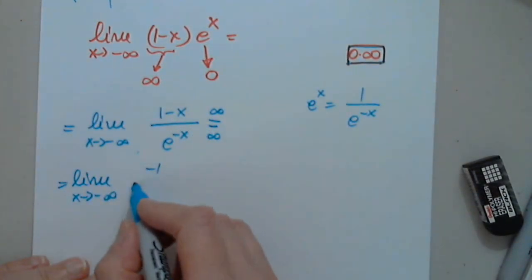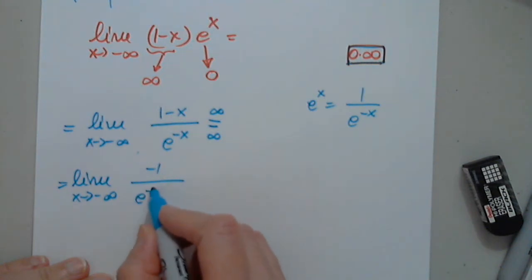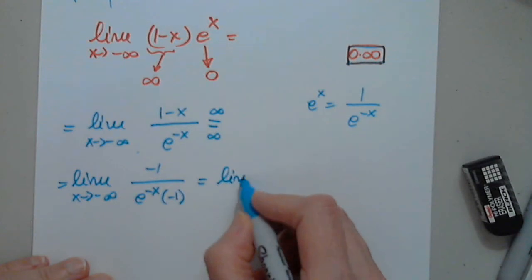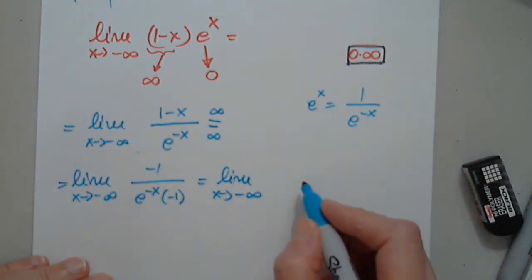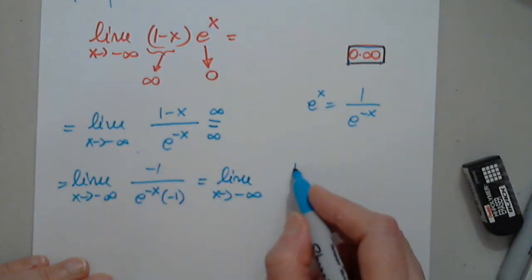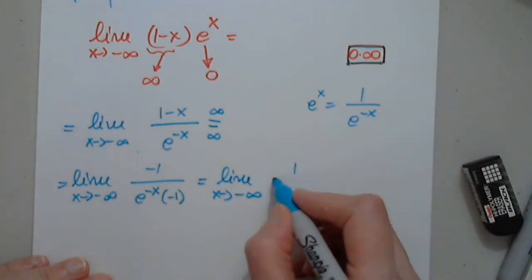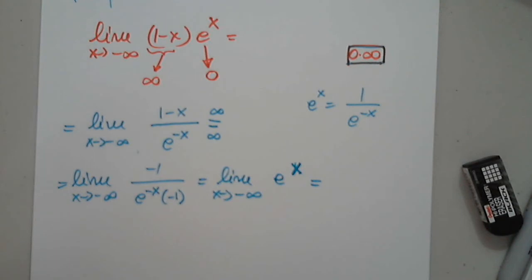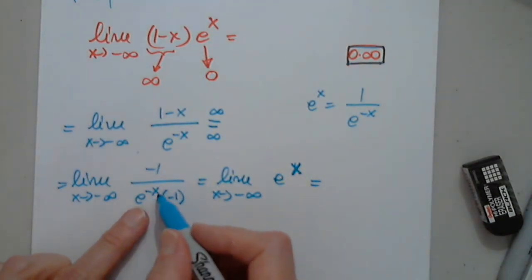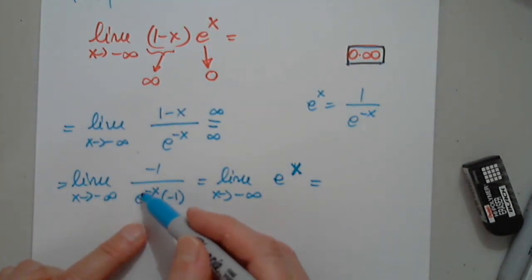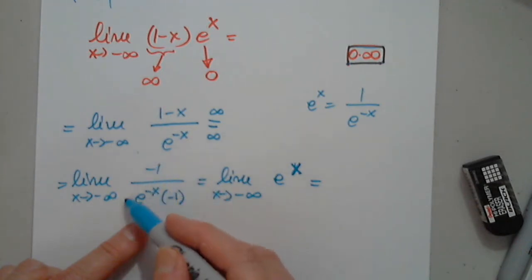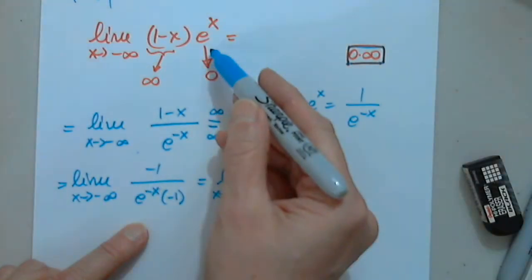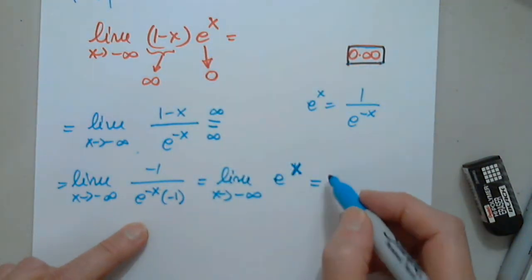The top prime is negative 1, and the denominator is e to negative x times negative 1. So this is the limit as x approaches negative infinity. These two go away. 1 over e to negative x, or e to the x power, same thing. So negative x, when x approaches negative infinity, this is infinity. And 1 over infinity is 0. Or e to negative infinity, as you gave it to me here, same thing, is 0.